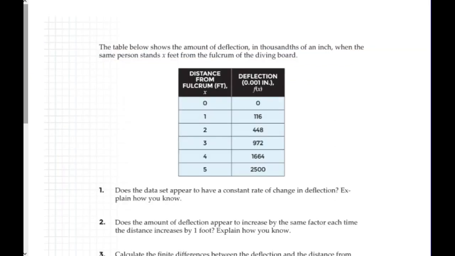The table below shows the amount of deflection in thousandths of an inch when the same person stands x feet from the fulcrum of the diving board. So you have horizontal distance x, and deflection measured in 0.001 inches.